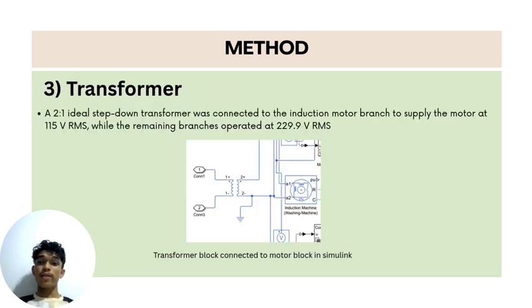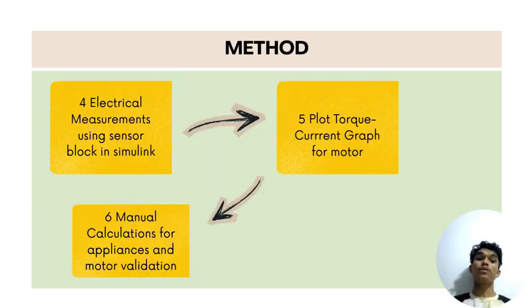The third thing that we need to do is the transformer. A 2-to-1 ideal step down transformer was connected to the induction motor branch to supply the motor at 115 volt RMS, while the remaining branches operated at 229.9 V RMS. Next, we need to do an electrical measurement using sensor blocks in Simulink. Also, plot the torque current graph for the motor. Also, manual calculation for the appliances and also motor validation.